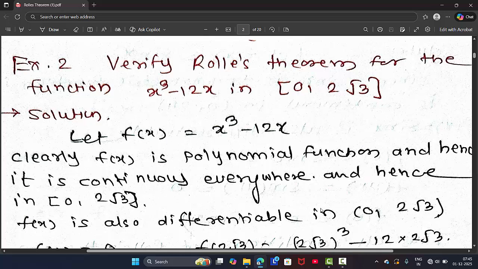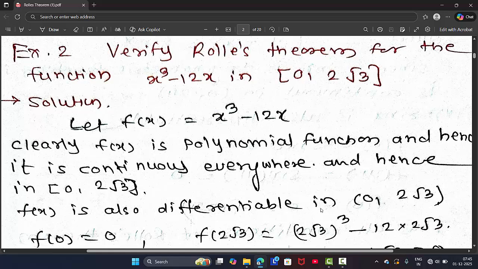It is continuous everywhere, which means it is continuous in the closed interval 0 to root 3 also. Also, the derivative of x cube minus 12x is 3x square minus 12, and hence f dash x exists, and hence it is differentiable. Hence f(x) is differentiable in the open interval 0 to root 3.